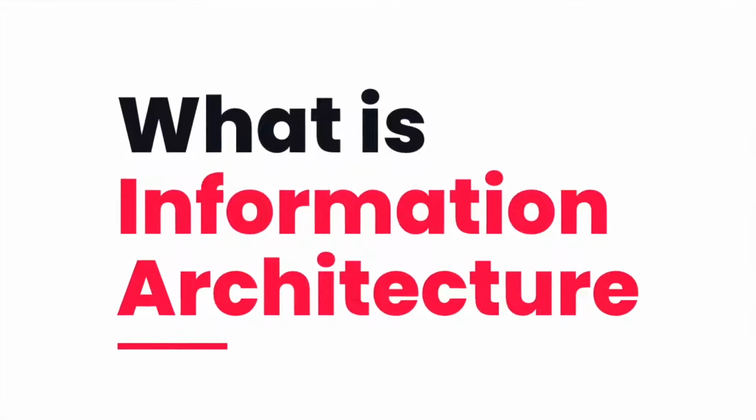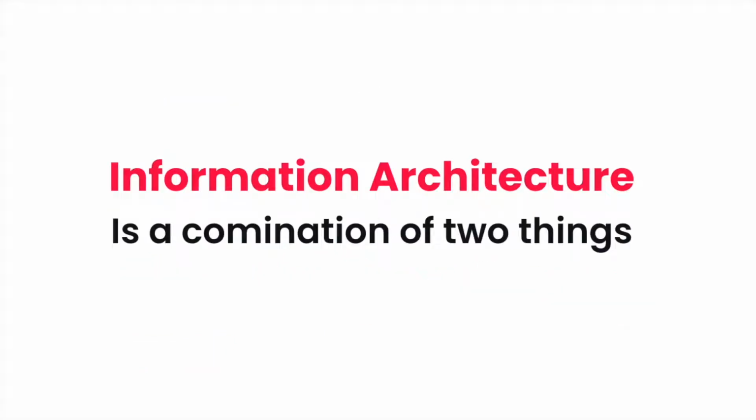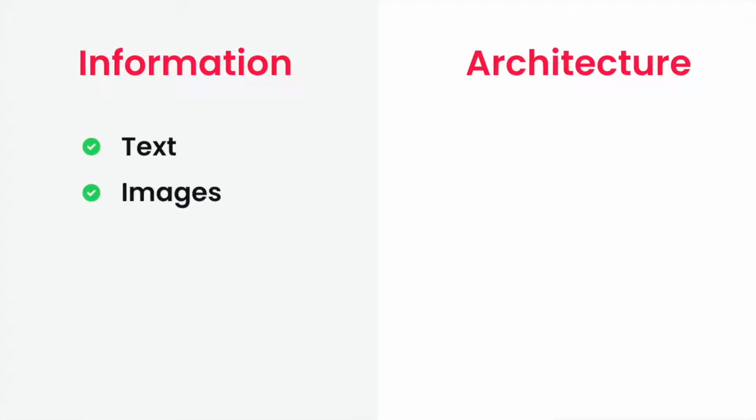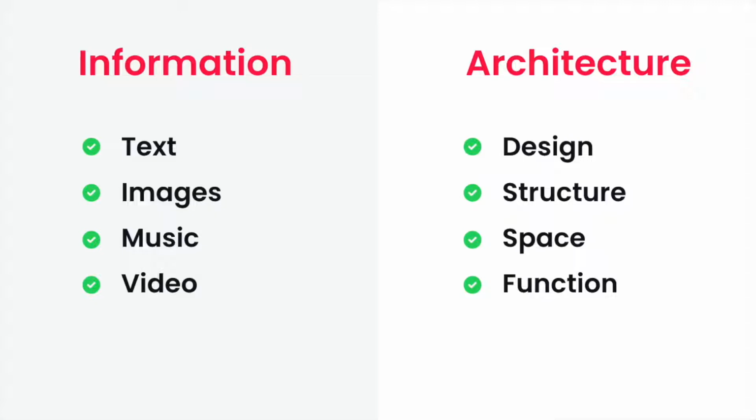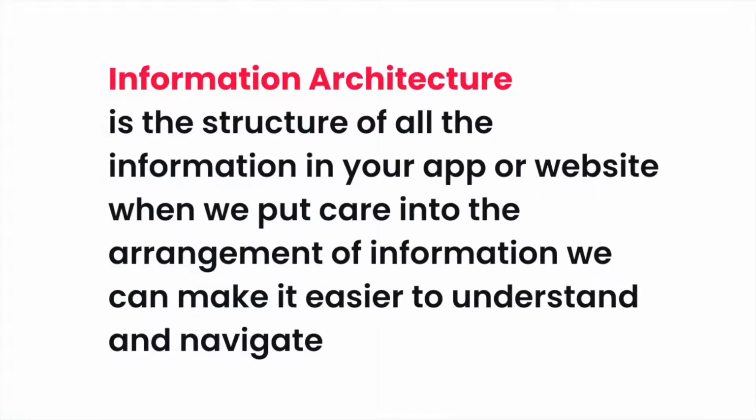What is information architecture? Information architecture is a combination of two things, information and architecture. Information is like text, images, music, video, and architecture is like design, structure, space, function. When these two things connect together, then your information architecture is created. Information architecture is the structure of all the information in your app or website.